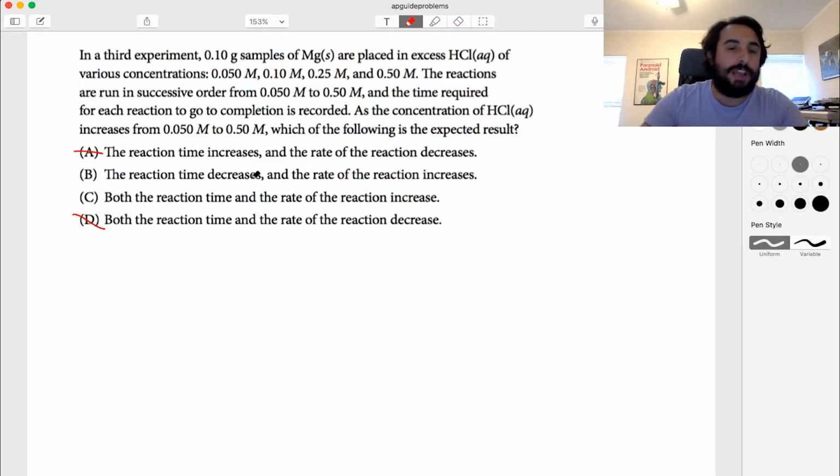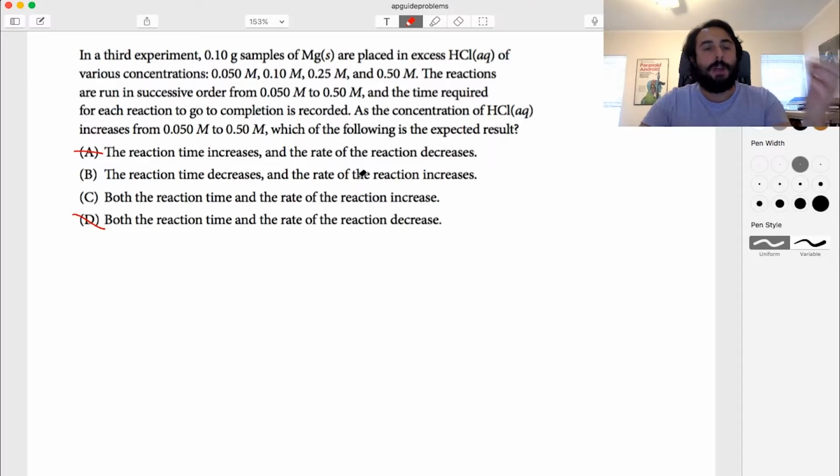Then the reaction time, does the reaction time decrease or increase? Well, it's going faster, right? And we're using the same mass of magnesium in each case. So if you have the same mass of magnesium in each case, whichever one is going the fastest is going to finish first also, right?